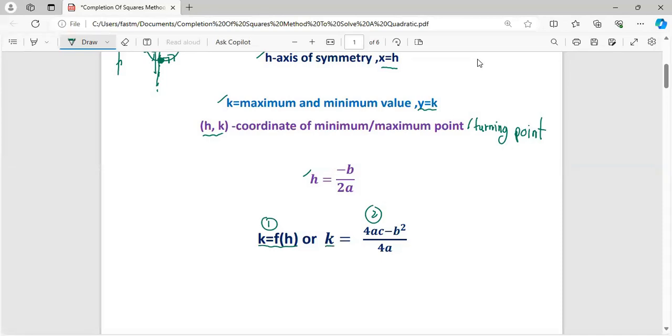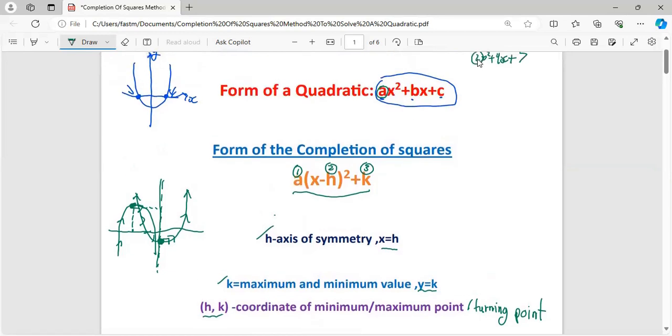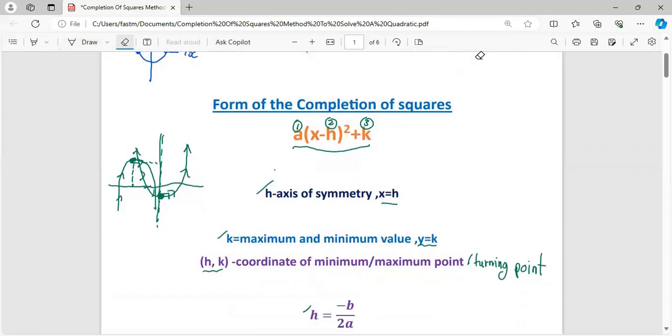And once you have k and h, and obviously you'll have a, you'll just plug it back into this equation here, and that'll be the form of the equation in the completed square form. Yeah, very simple. The first thing you need to know is this, because you need to know what a, b, and c are. You'll get a, b, and c from this equation. They will give you this equation.